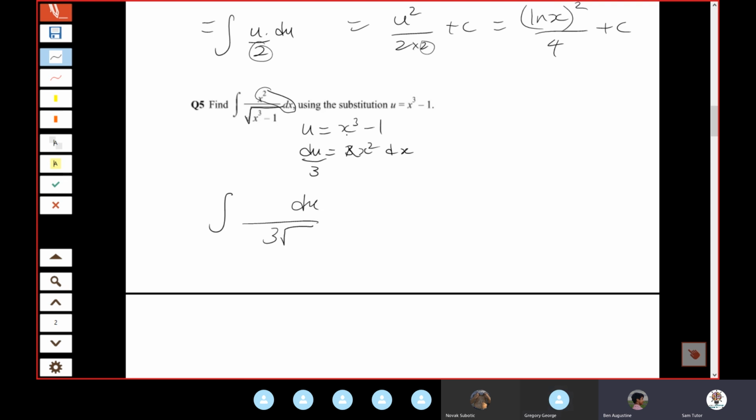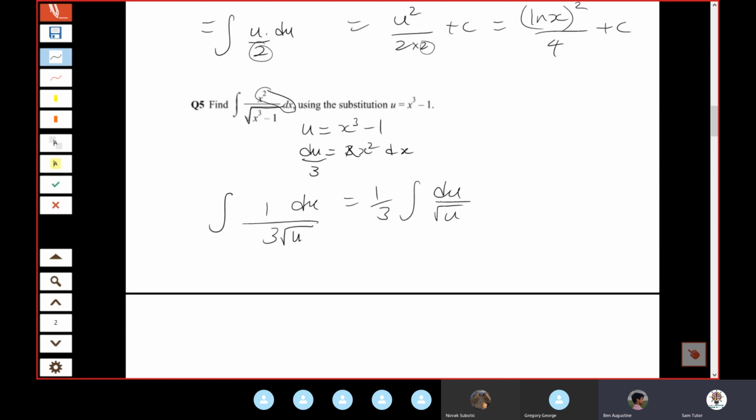of what? It can't be u, it'll be x cubed minus 1, so I'm going to replace it. Obviously, the top is just an imaginary 1, as usual. So, constants, if you really wanted to, you can take this 1 over 3 out. So it becomes 1 over 3 integral du on root u.